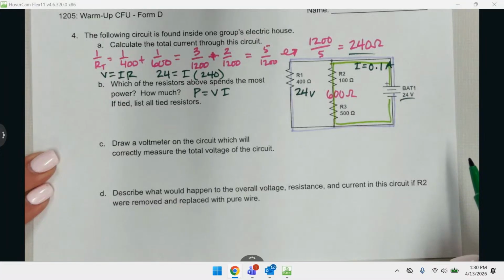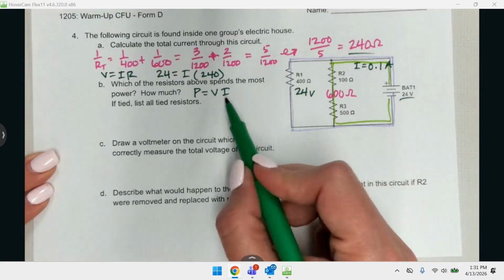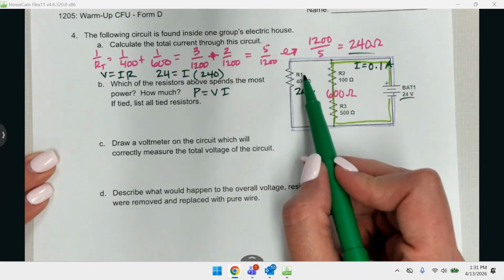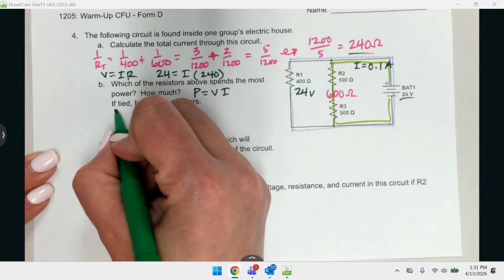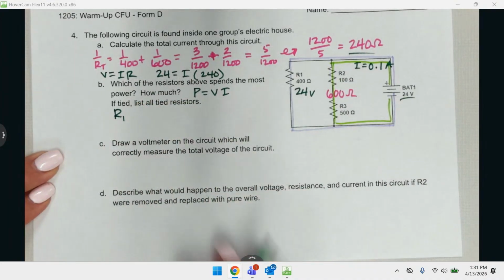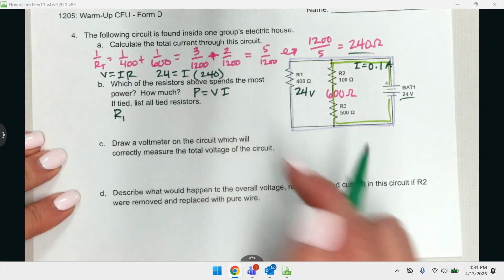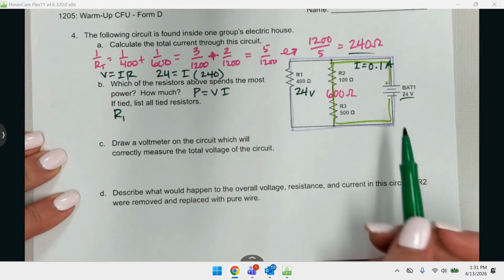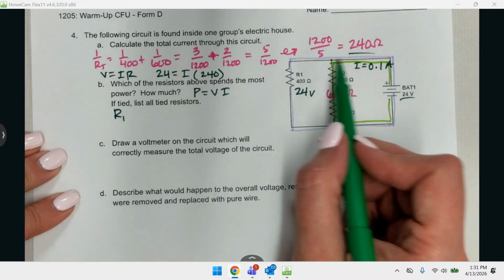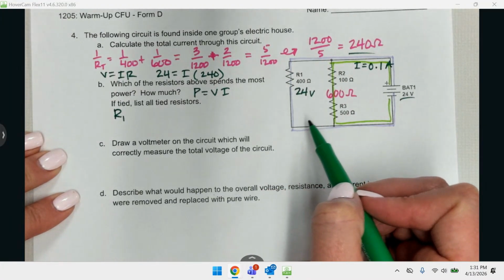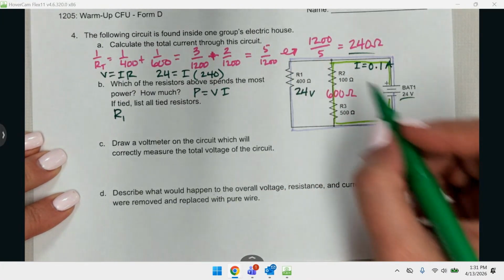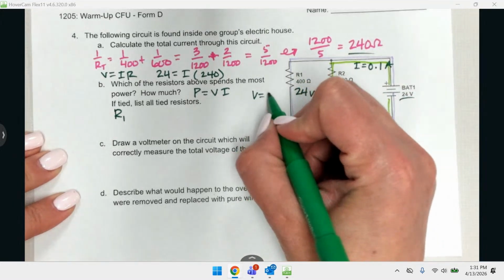So if I'm looking for where I have the most power, it will be the place where I have the most voltage and the most current. Again, that's going to be at R1. I don't even have to do math to know that. But if I want to solve for that power, again, it's going to be voltage times current. I would need to know how much current goes through here. So before I can actually solve for power, we need to solve for current using Ohm's law.